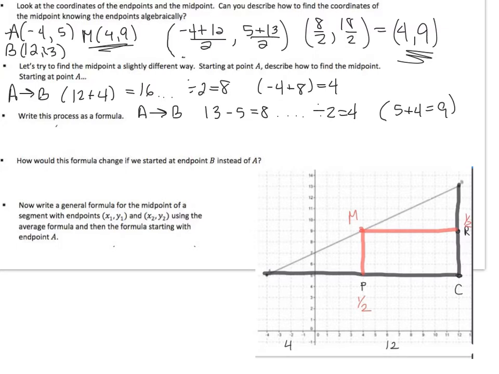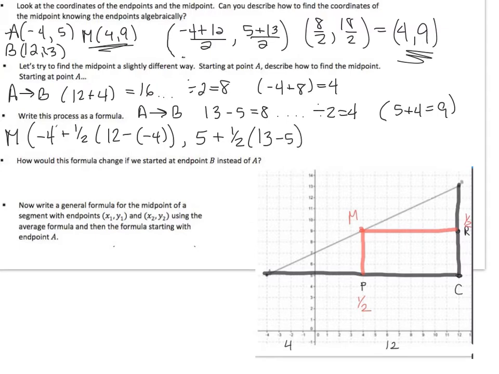Okay, that I don't like. But if I write it as a formula, it makes sense. So let's write it as a formula. I have negative 4 plus half of 12 minus a negative 4, which is 12 plus 4, comma, 5 plus 1/2 of the distance. So that gives me my x value and my y value.